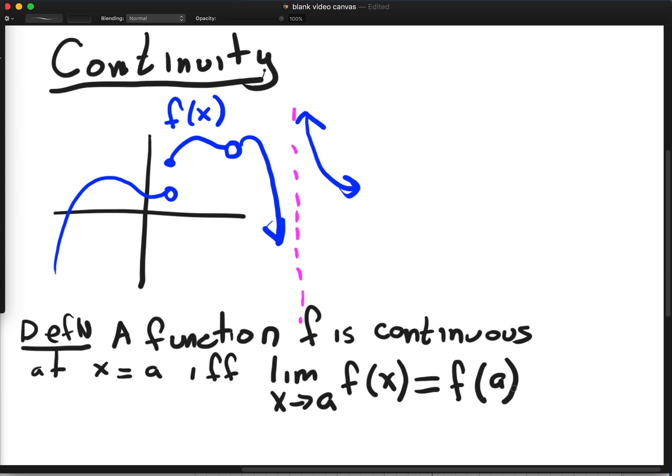So what do we have? We have basically two things. We have the limit of the function, and we have f of a. That is the value of the function, basically the y value if you're looking at the graph. So the right side is the y value. Compare that to the limit, and if those two things are equal, then you say that the function is continuous at that point. So that seems pretty easy.